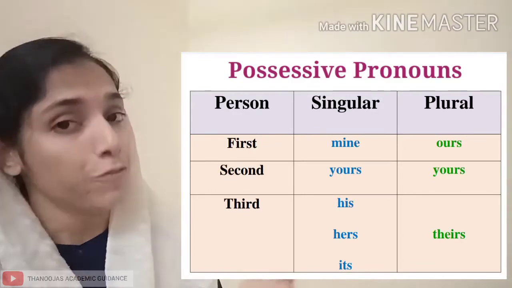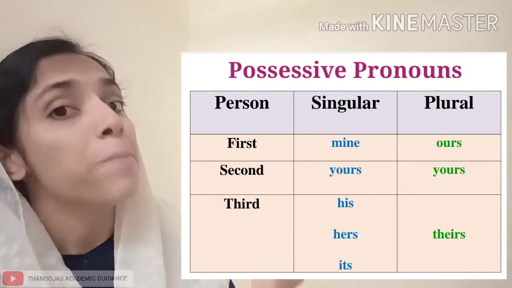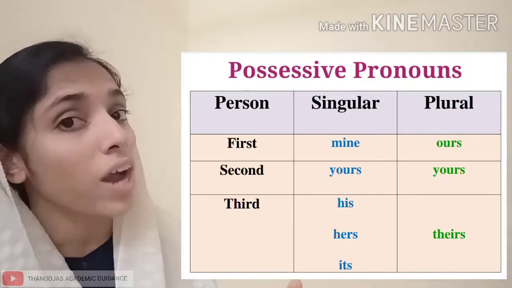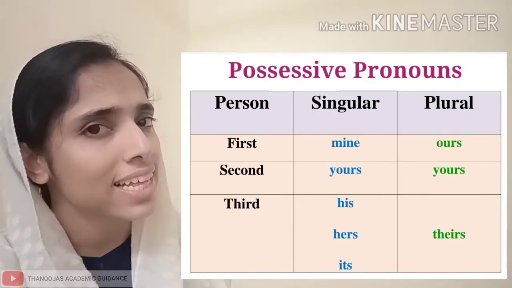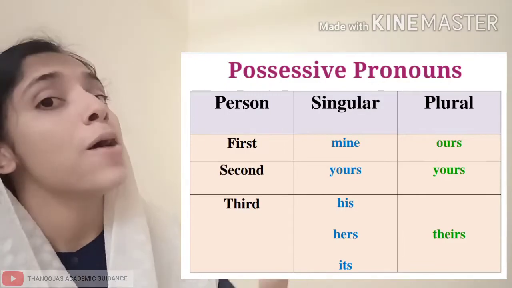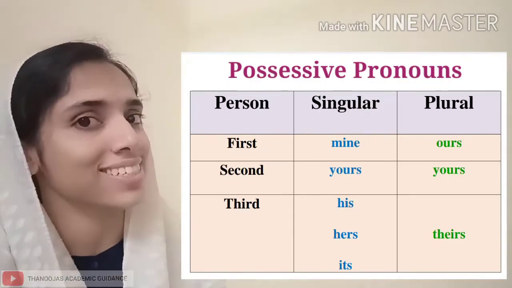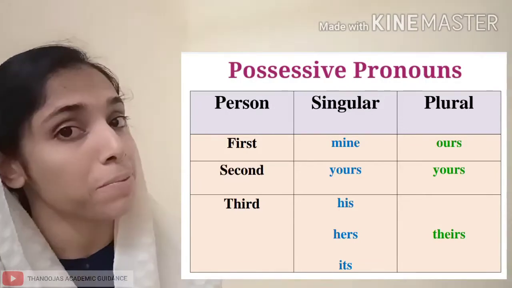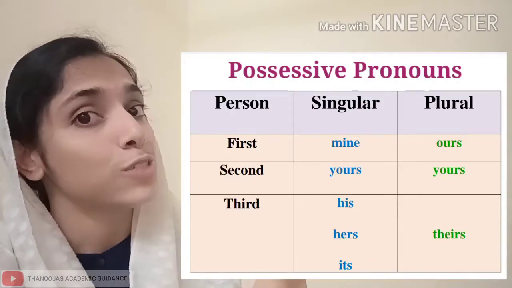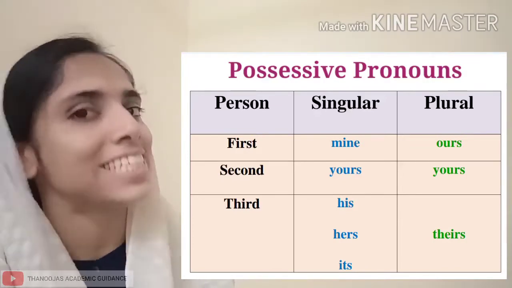Mine is the first person singular possessive pronoun. Second one, ours. Ours is the first person plural possessive pronoun. The third one is yours. Yours is the second person singular as well as plural possessive pronoun.